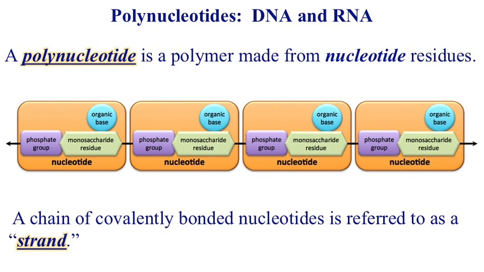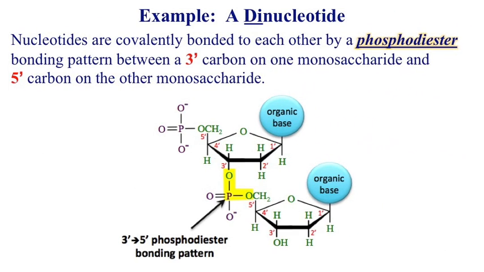I'll elaborate on the bonding pattern in polynucleotide strands by first describing a dinucleotide. A dinucleotide is formed from 2 nucleotide residues. Nucleotides are covalently bonded to each other by a phosphodiester bonding pattern between a 3' carbon on one monosaccharide and a 5' carbon on the other monosaccharide. The phosphodiester bonding pattern is highlighted in yellow.